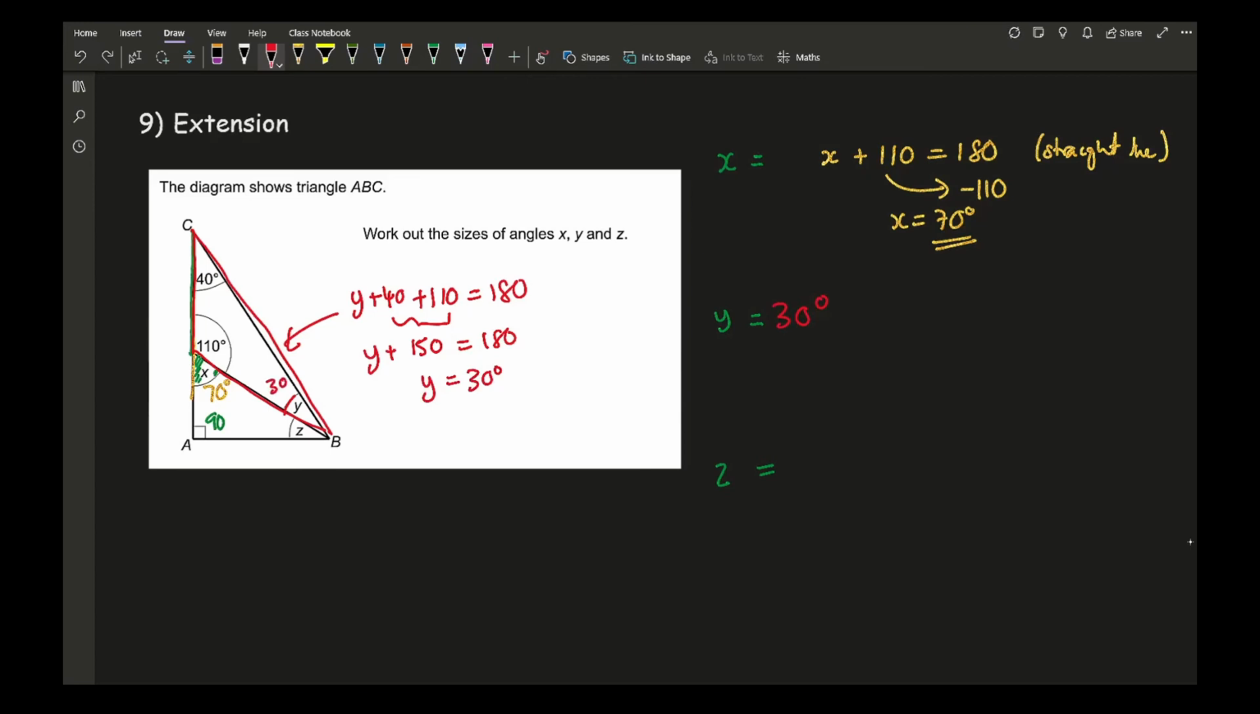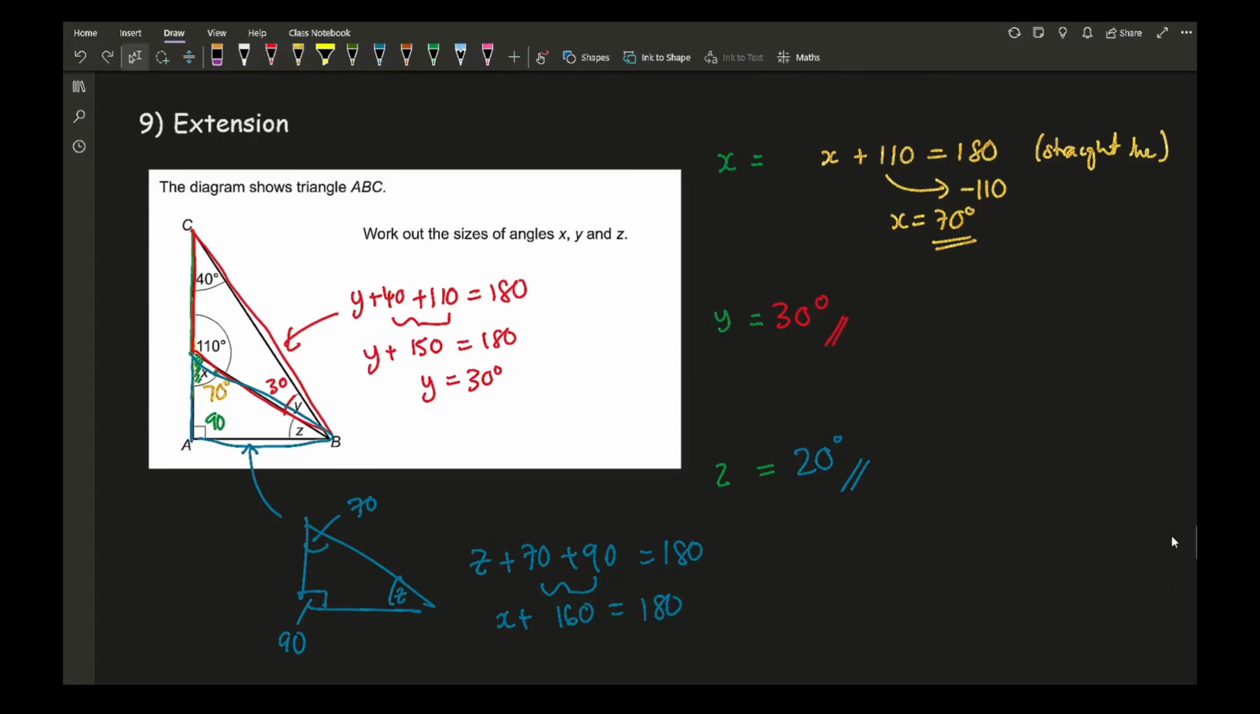And then working out Z, again, I didn't really need to know Y to work out Z, but if I just highlight this particular triangle involving Z, let's draw that triangle out again. I know that this angle here is 90 degrees. I know that this angle here is 70, and this is the angle Z that I need to find. So I know that Z plus 70 plus 90 equals 180. Combine these two things together and I get 160. So what plus 160 gives you 180? Well, that's going to give you an answer of 20. And there you've got your answers to the three parts that you are looking for.